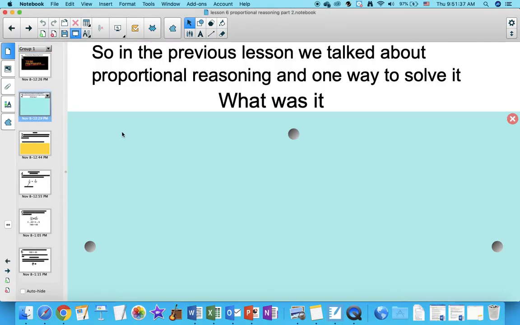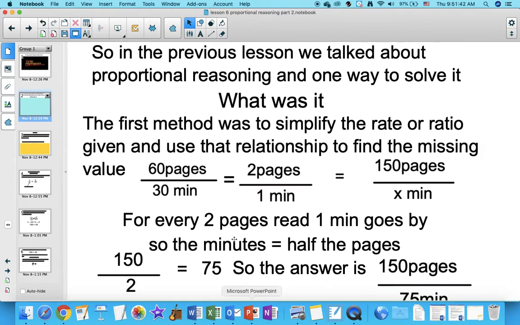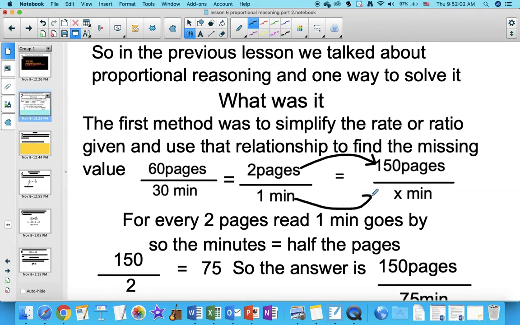So, in the previous lesson, we talked about proportional reasoning and one way to solve it. Proportional reasoning was solved by using simplification, right? In our previous example, John read 60 pages in 30 minutes, and we asked how long it would take him to read 150 pages. I showed you that if you simplify your first rate and try to turn it into the other rate, you would be able to solve for the other rate, right?